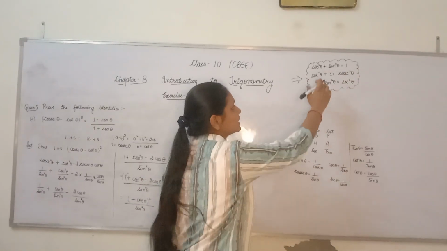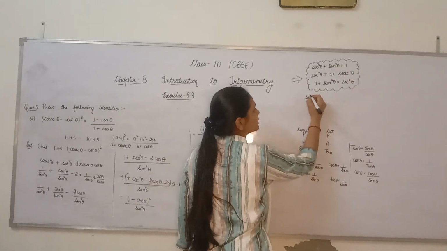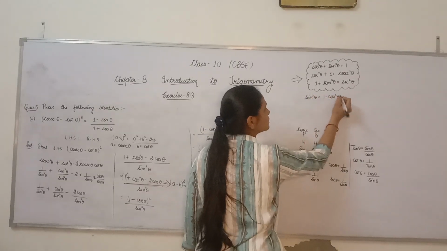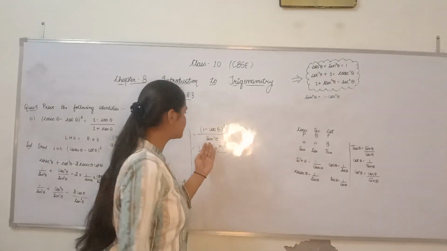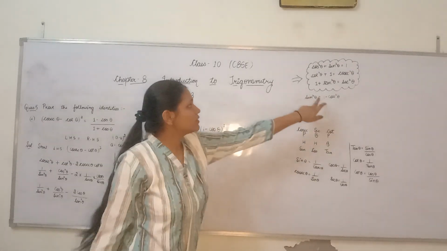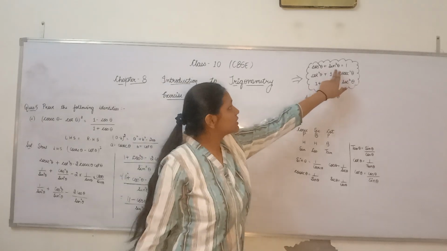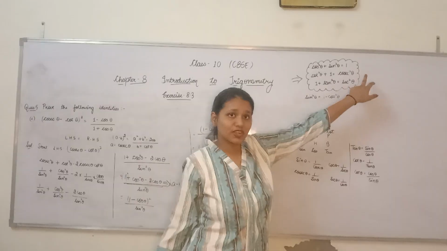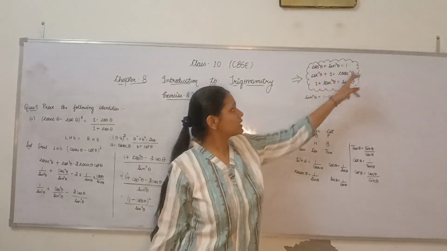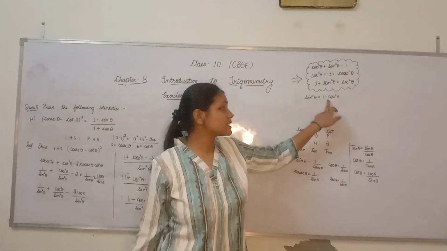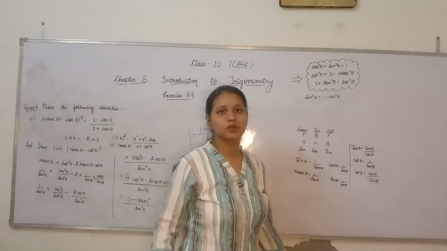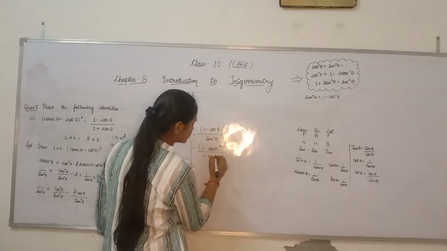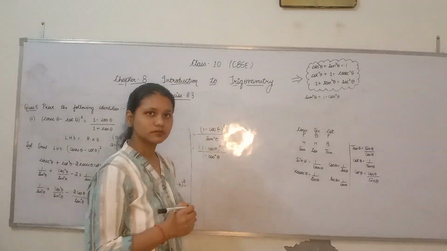So we can find the value of sin square theta: it is 1 minus cos square theta. So we will put the value of sin square theta as 1 minus cos square theta. This cos square theta should be put on the other side of the equality sign. Here it is plus, and on the other side it becomes minus, and sin square theta will be equal to 1 minus cos square theta. It becomes 1 minus cos square theta.